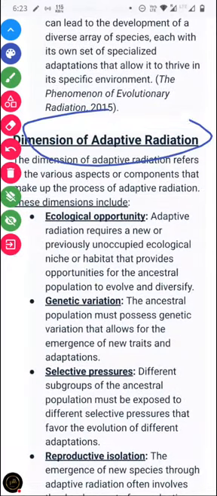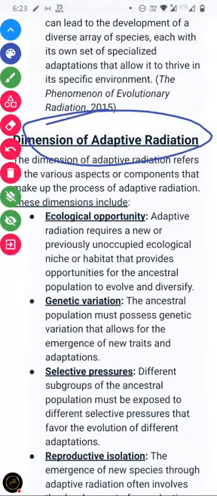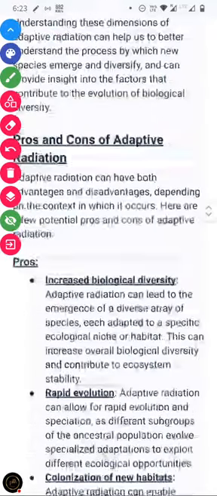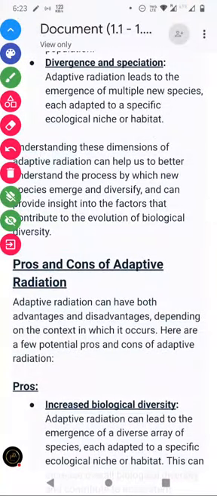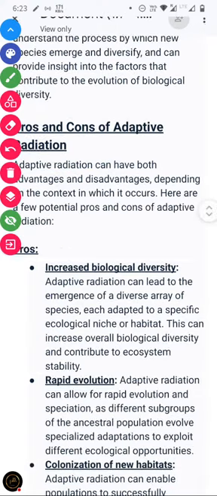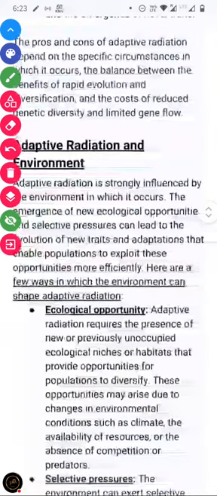You can cover each and every topic related to the UPSC anthropology optional, and with effective time management. Pros and cons of adaptive radiation. This is adaptive radiation and its pros and cons.